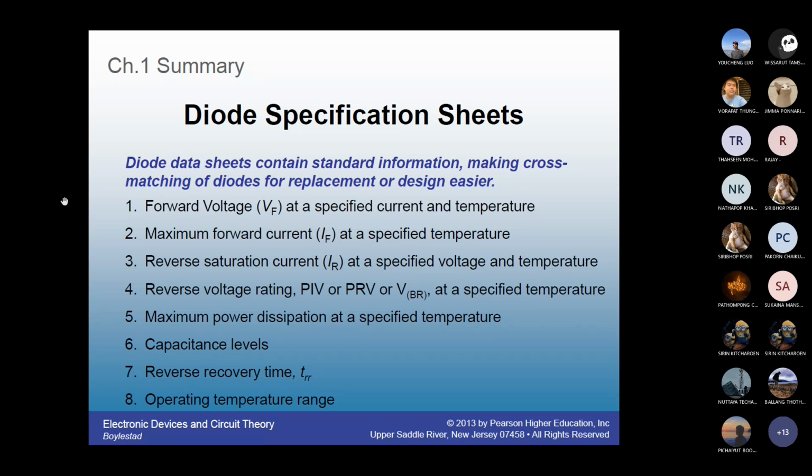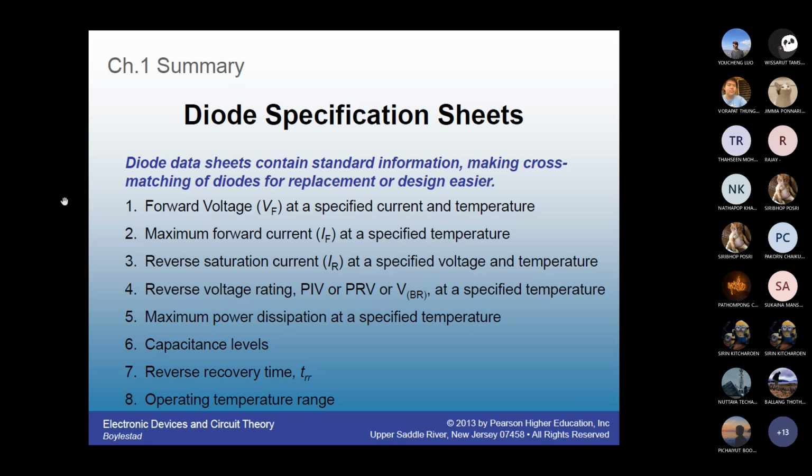The next one, usually on the spec sheet, is the reverse saturation current, sometimes written as IR on the spec sheet. In this class, I was saying I sub S, but it's the reverse saturation current, also specified at a voltage and temperature. Number 4 is quite important. The PIV, PRV. PIV is peak inverse voltage, or some people say PRV, peak reverse voltage, or VBR, breakdown voltage.